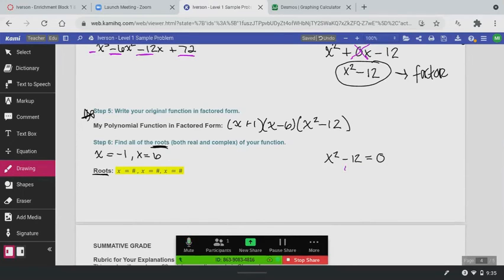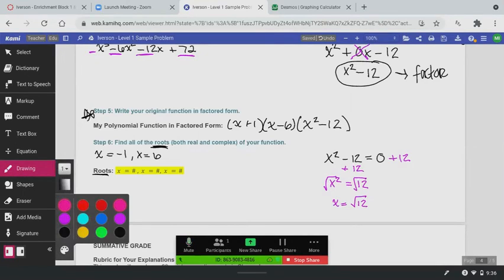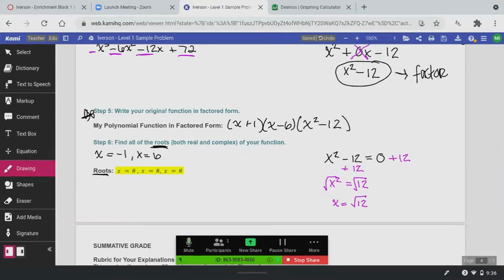My first step is going to be adding 12 on both sides. So then I'm left with x squared equals +12. Now I'm going to square root both sides. So I'm left with x equals the square root of 12. I would love to be able to say I am done. However, in this step, we also need to simplify our radical. So I'm going to simplify our radical on the side of the paper in blue.